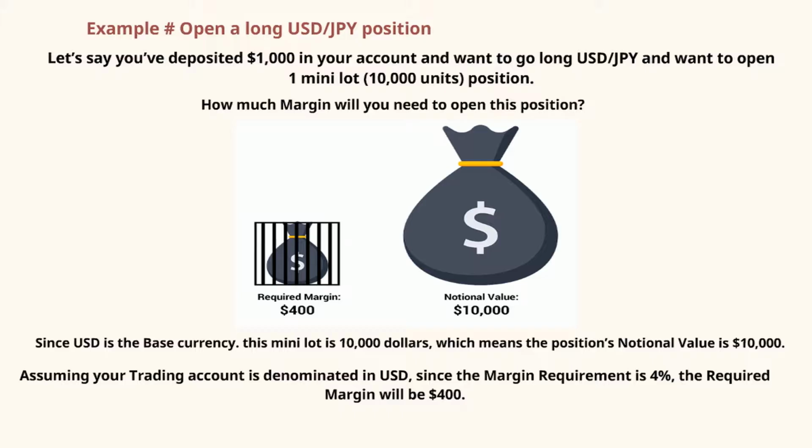Let's take an example of opening a long USD/JPY position. Let's say you've deposited $1,000 in your account and want to go long USD/JPY and want to open one mini lot, 10,000 units, position. How much margin will you need to open this position? Since USD is the base currency, this mini lot is $10,000, which means the position's notional value is $10,000. Assuming your trading account is denominated in USD, since the margin requirement is 4%, the required margin will be $400.